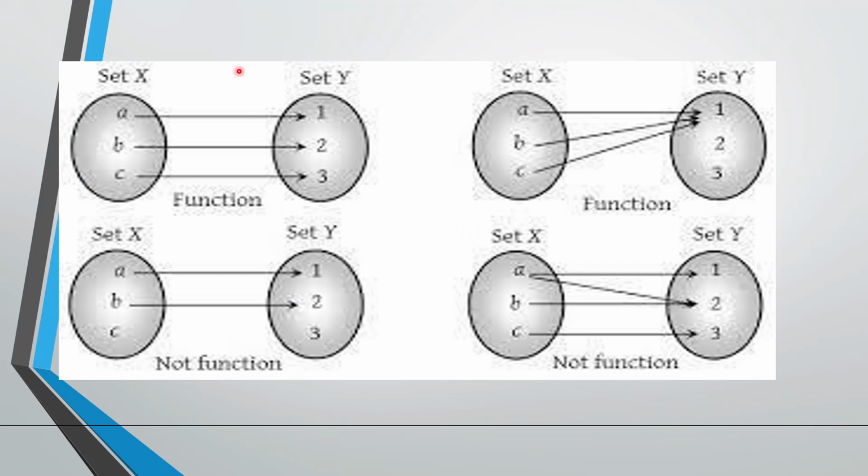So it's an illustration of functions and relations that are not functions. Here it's a function, a one-to-one function, and here we see it's a many-to-one function. And there is a problem that C has no output, so it is not a function. And here A has two outputs, so it becomes a one-to-many relation, so we know that one-to-many is not a function.